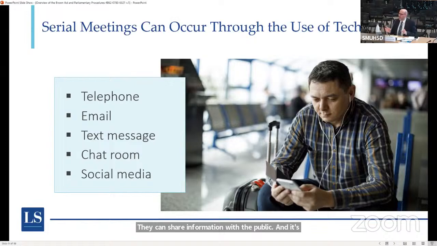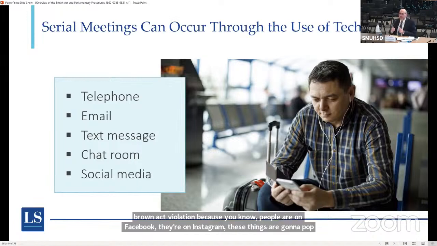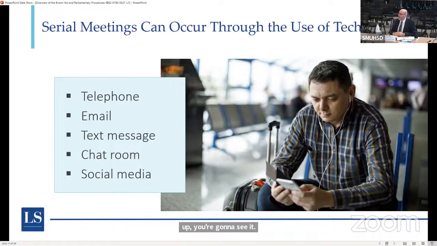That's not a Brown Act violation because, you know, people are on Facebook, they're on Instagram. These things are going to pop up. You're going to see it. But they cannot use it to discuss business with each other. And with the legislature finally weighing in, now there's a case on this too. Back in the days of Facebook, remember the thumbs up or the thumbs down? If you have a board member who puts something out on social media and another board member gives it a thumbs up, now we know that that's a Brown Act problem because it's a board member weighing in on it. If it's about gardening, you're okay. If it's about the Giants game, you're okay. If it's about anything having to do with school business, you got a problem.